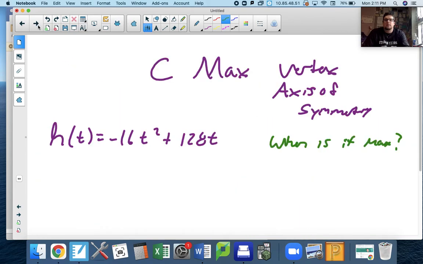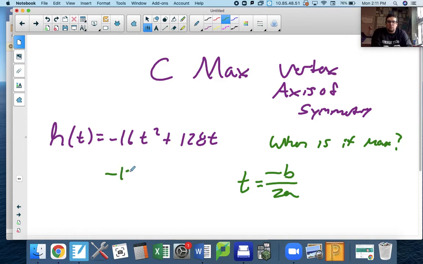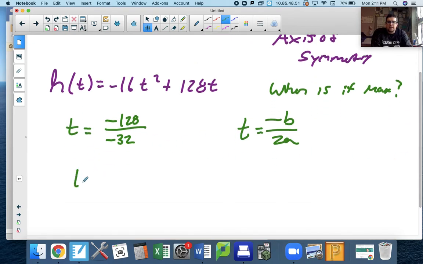Let's prove it numerically. We're going to take the negative b all over 2a, our axis of symmetry. And this time, instead of saying x equals, I'm going to use the letter that we've been using, t. It's going to help explain it here in a second. So I'm going to take negative 128 all over negative 32. Simplify that, and t equals 4 seconds. So at 4 seconds through the journey, it's at its maximum height. That's not its height. It's not 4 seconds above the ground.